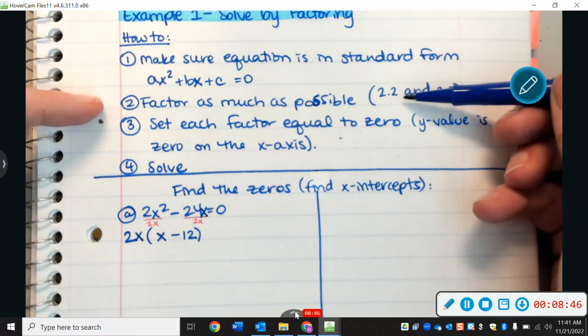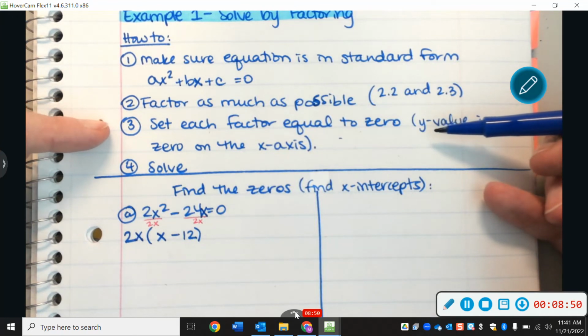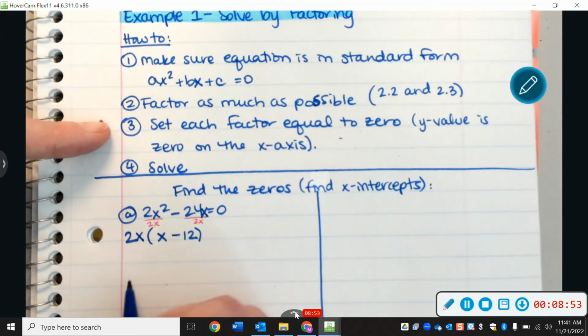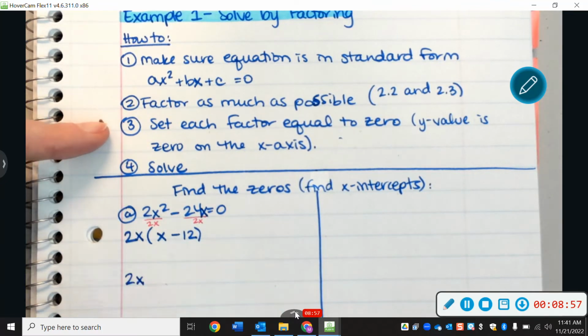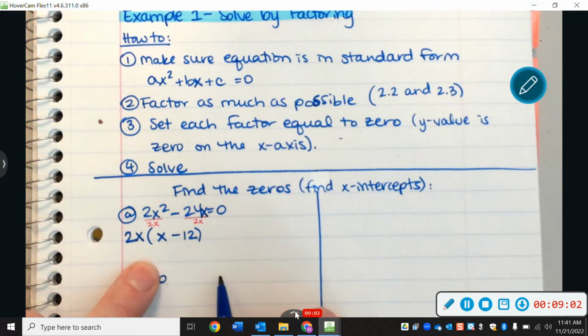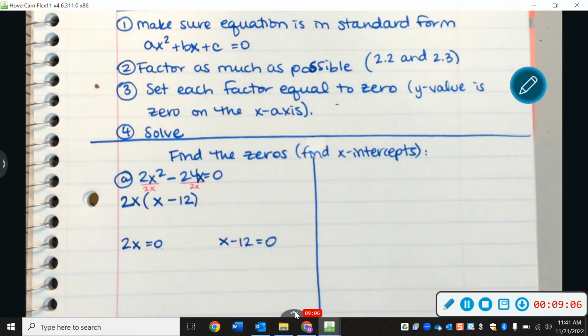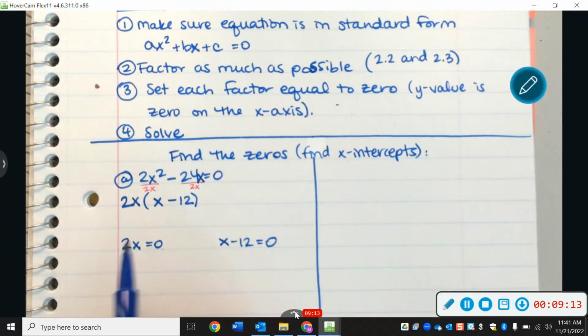So since we've factored as much as possible, we're just going to set each factor that has an x equal to 0. So my GCF, that's one of my factors, and I'm noticing it has an x, which means that's going to help me find one of my x-intercepts. I'm going to put it equal to 0. My other factor is x minus 12, and I'm going to go ahead and put that equal to 0 as well. And if I solve each of these separate from each other, this is my clue that I'm going to have 2 different x-intercepts.